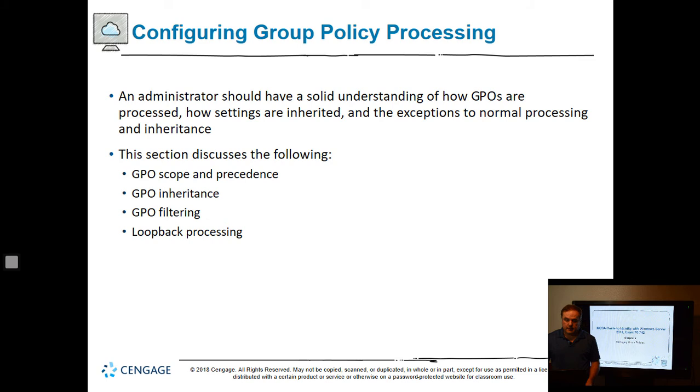So an administrator should have a solid understanding of how group policy objects are processed, and that has to do with inheritance. So you've got local policies, you've got group policy objects, you've got some at the domain level, you've got some at the OU level. How are all these processed so they are done in the right order so you have the correct results that you're looking for?